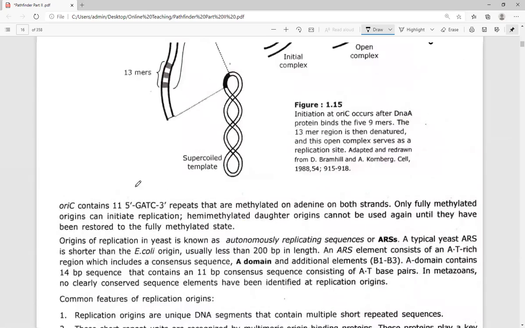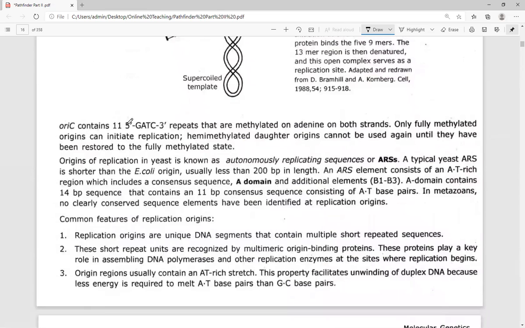Now, the ORI-C contains 11 5' to 3' repeat sequences called GATC repeats that are methylated on adenine on both the strands. On full methylation, origins can initiate replication. Hemimethylated daughter strands, which have just replicated, cannot be used again for replication to take place until the methylation state is restored.